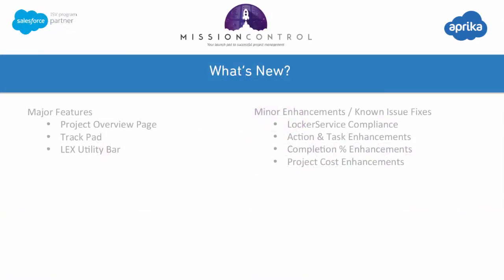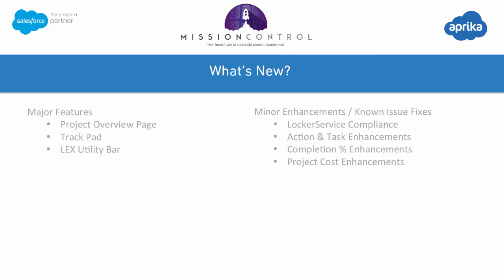So at a high level, let's take a look at what's new. Whilst the list of new features is smaller than some of our recent releases, it does include some pretty awesome stuff that's been keeping us really busy. So at a glance, this release includes a brand new project overview page, a new trackpad, and a couple of components that can be made available inside Lightning Experience within a utility bar. There's also a few minor enhancements.